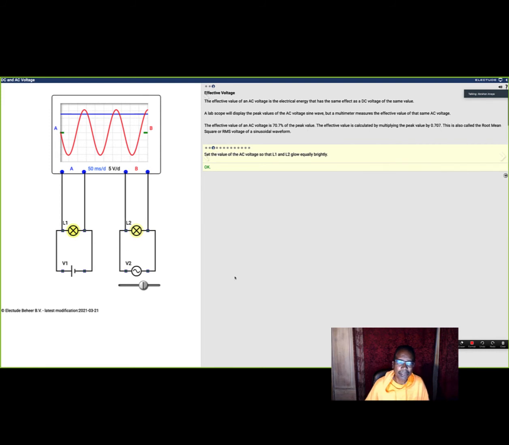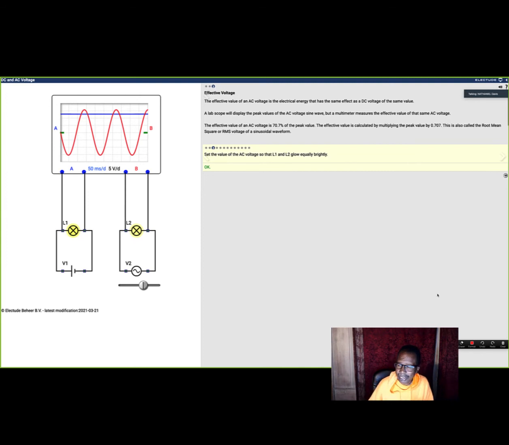So that would be the formula to figure out the DC and the AC. Yeah, AC, exactly. This is the formula right here. To find the effective value, calculate it by multiplying the peak value, which is 17.